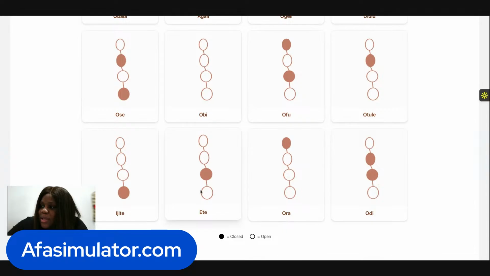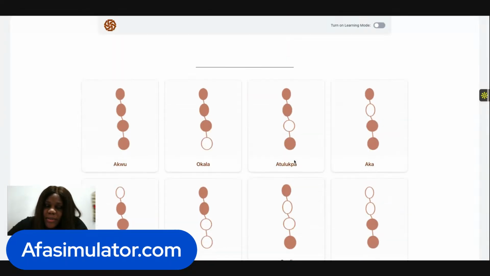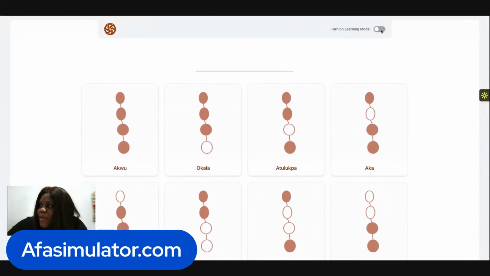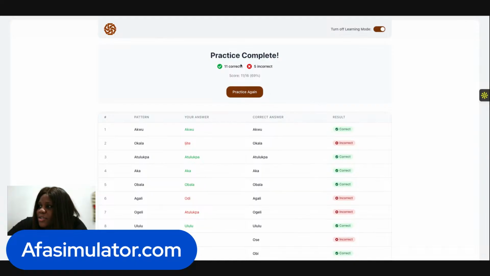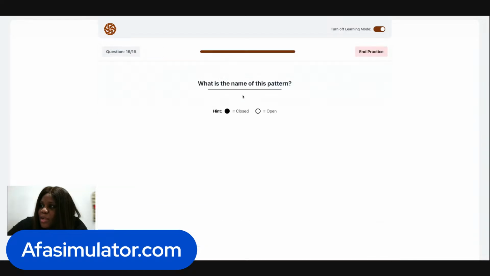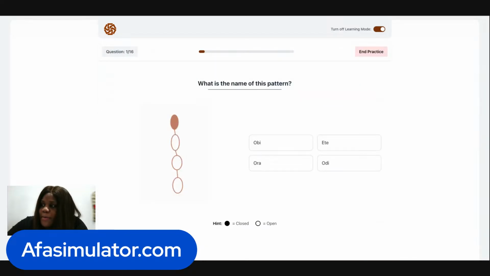Ijite, Ete. Okay, I'm going to take the quiz real quick and see if I remember them. This is my last score: 11 correct out of 16. So let's take the quiz. Practice again. What is the name of this pattern? I think I told you before that the right way is the first one open and the last with the other three.